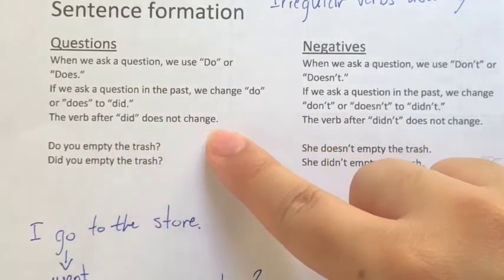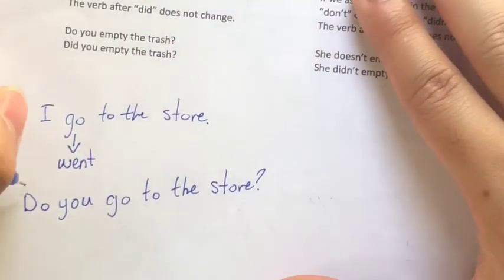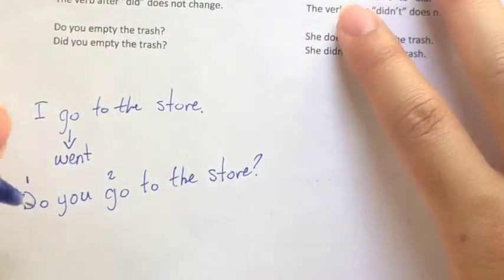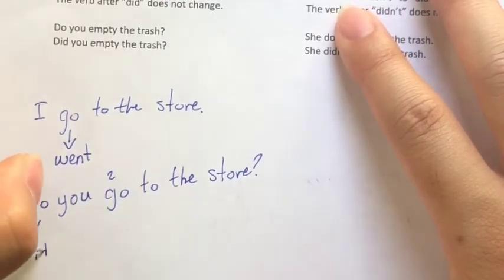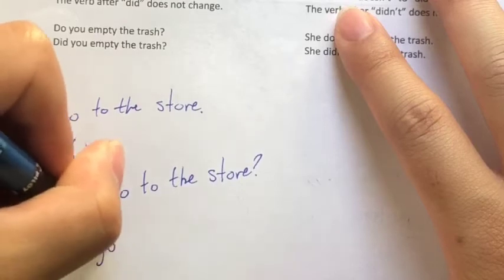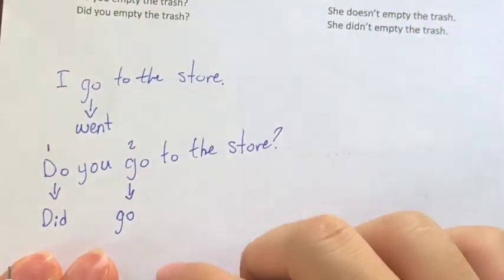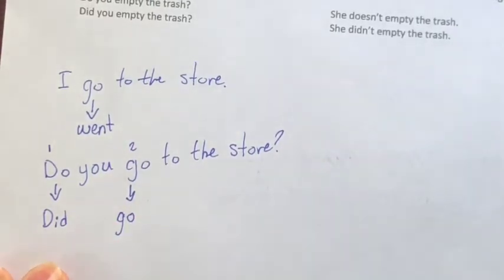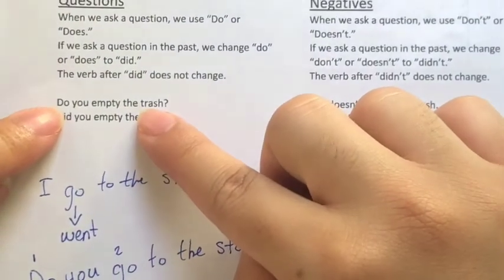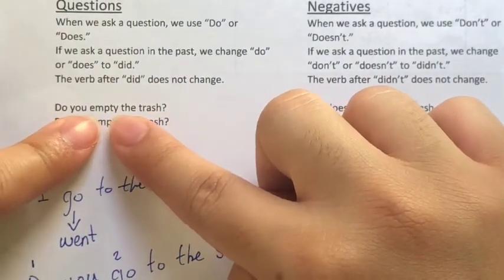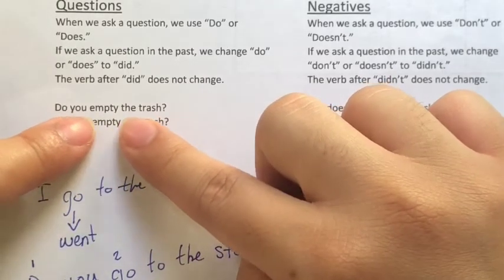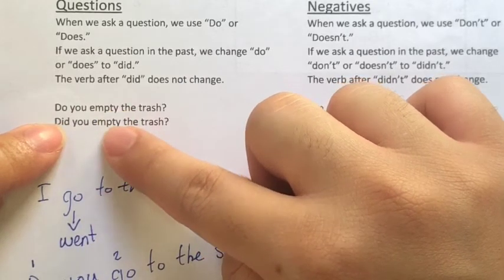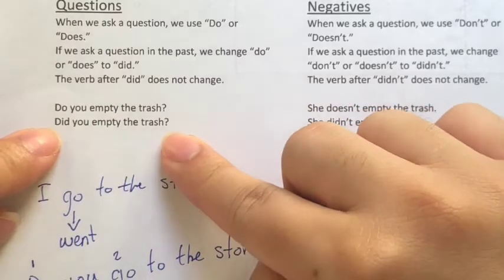The verb after did does not change. So we have verb number 1 and number 2. Do you go to the store? We change do to did. And then the verb after did stays the same. So now we have, did you go to the store? Another example. Do you empty the trash? Okay? How do we say this in past tense? We change do to did. The verb empty stays the same. So we have, did you empty the trash?